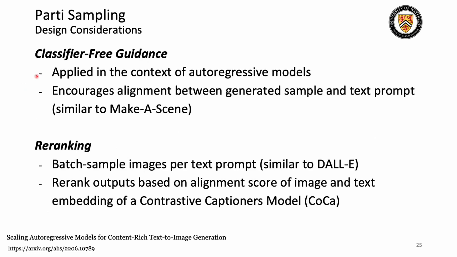So for sampling, the authors apply classifier-free guidance in the context of autoregressive models, which is used to encourage alignment between generated sample and text prompt. This is similar to the approach made in Make-A-Scene. They also use re-ranking to batch sample images per text prompt, which is similar to the approach used in DALL-E, and re-rank the outputs based on alignment score of image and text embedding of a contrastive captioners model.